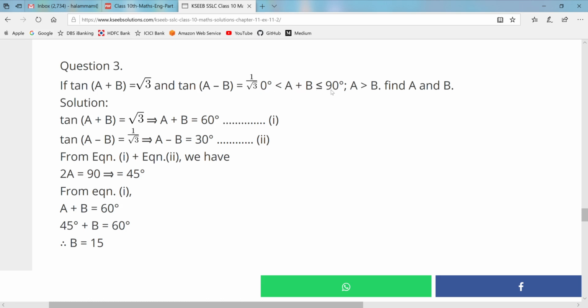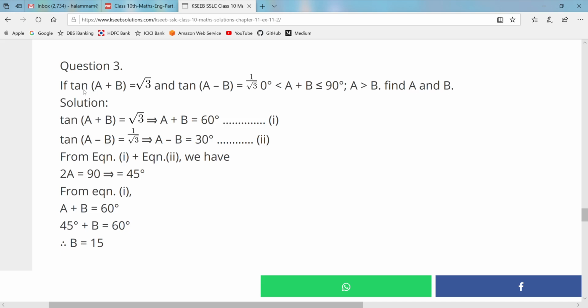So a plus b is less than or equal to 90 degrees and greater than 0 degrees. Always here a should be greater than b, they have given. So angle a should be greater than angle b. Okay, so find the value of a and b.